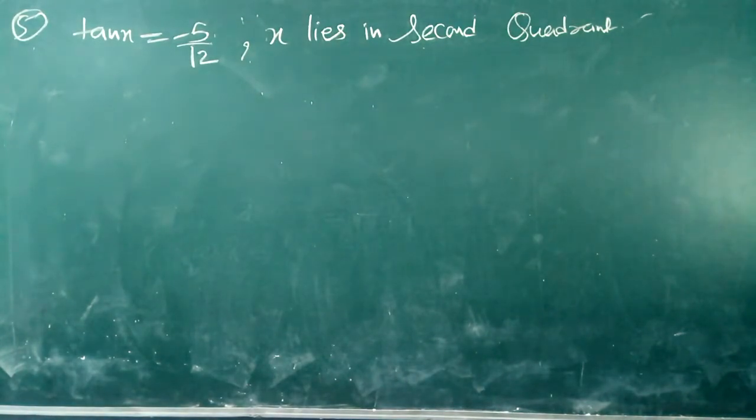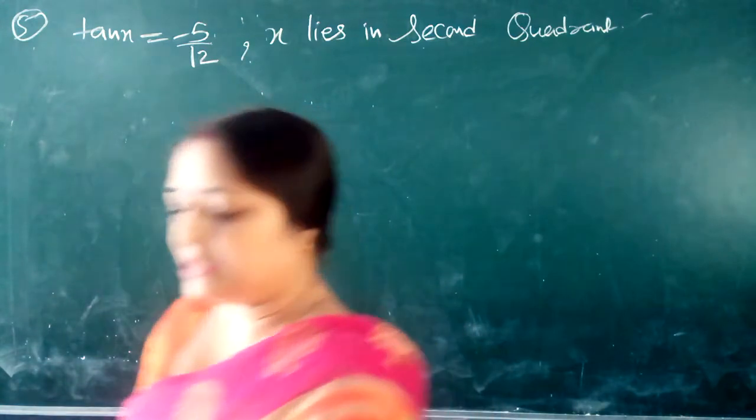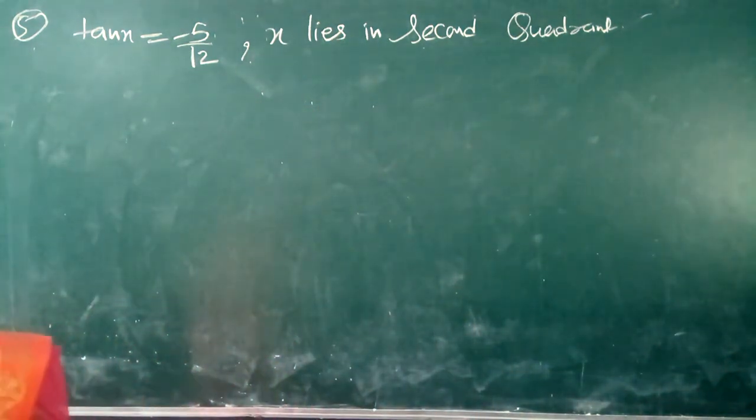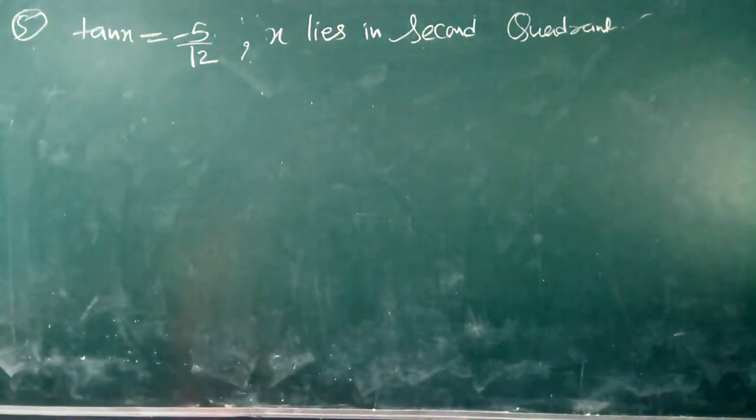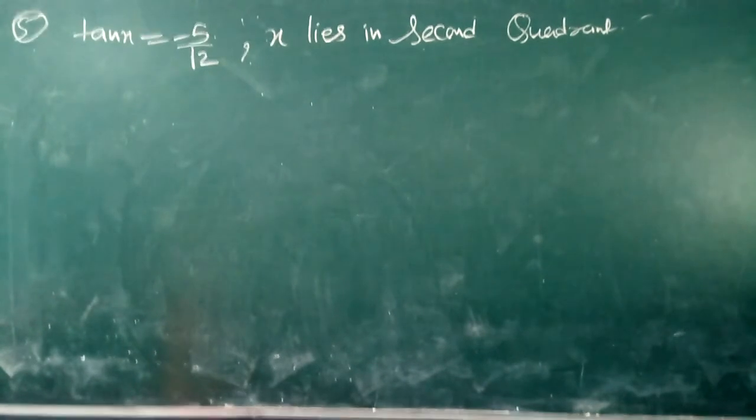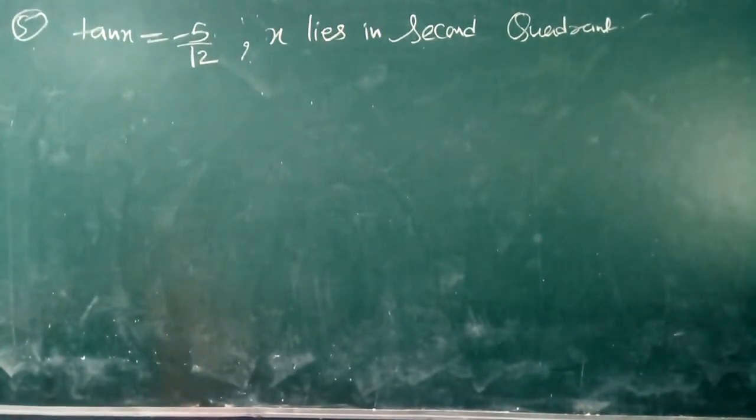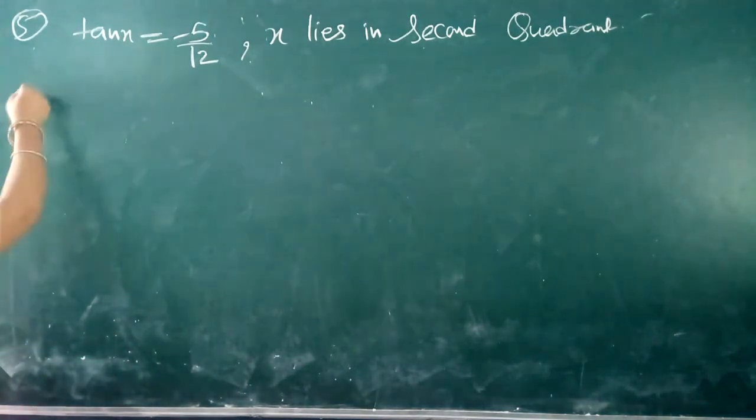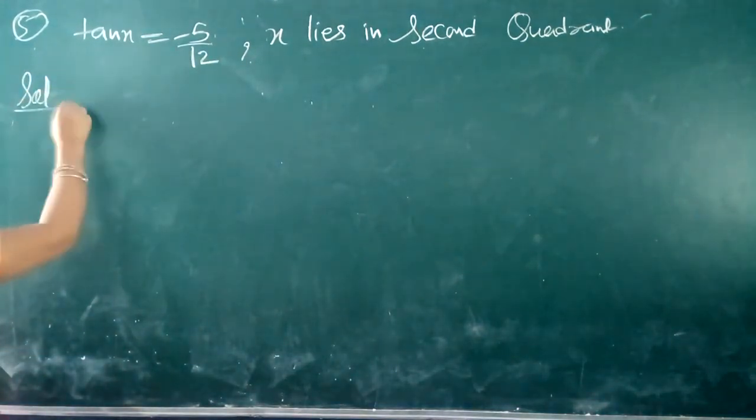Now, fifth question. In the fifth question, tan x is equal to minus 5 by 12 and x lies in the second quadrant. So you have to find out the remaining five trigonometric functions. Let us start the solution.